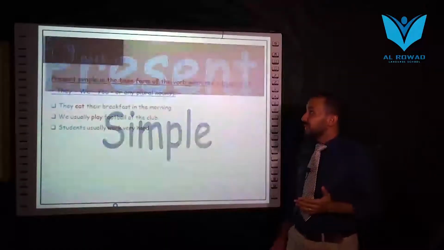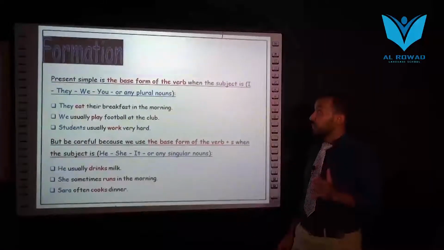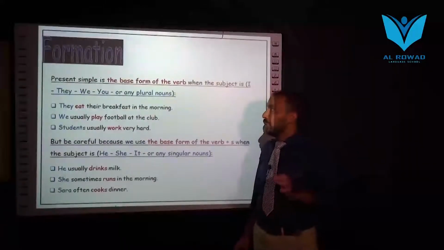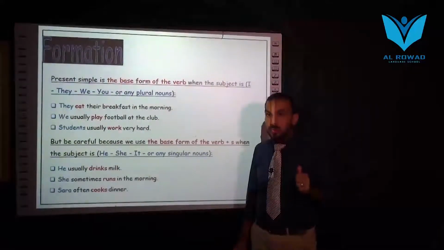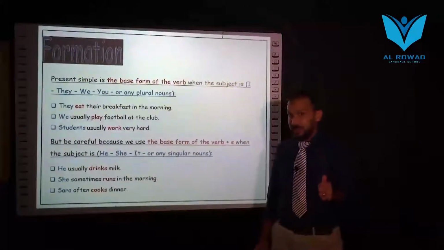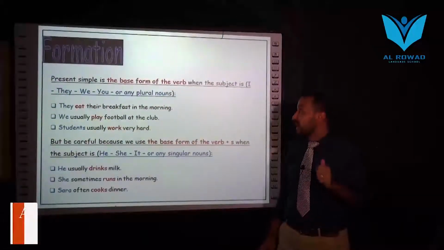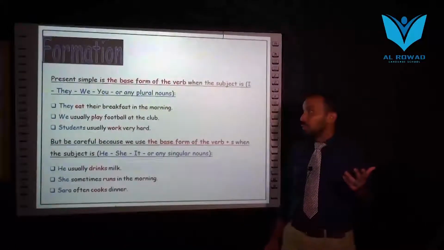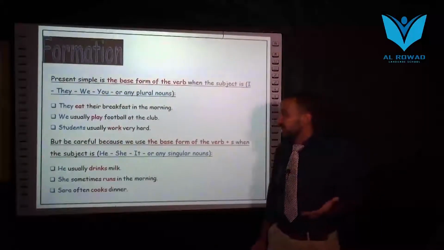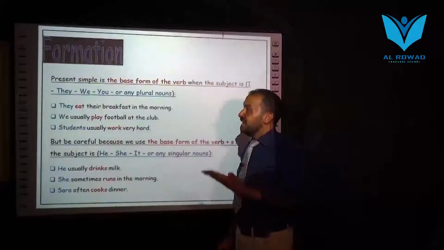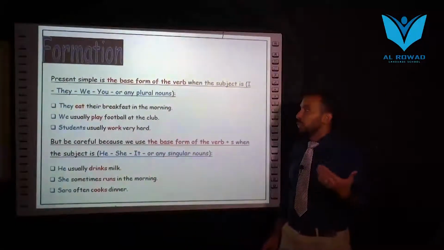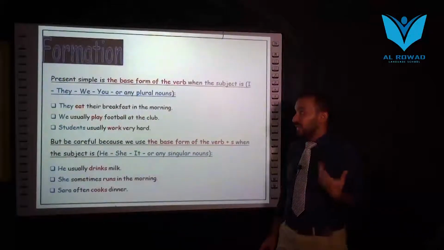The formation of the present simple is the basic form of the verb when the subject is I, they, we, you, or any plural nouns. So we use the base form of the verb without any additions if the subject is I, they, we, you, or any plural noun. For example, they eat their breakfast in the morning. The next one, we usually play football at the club.